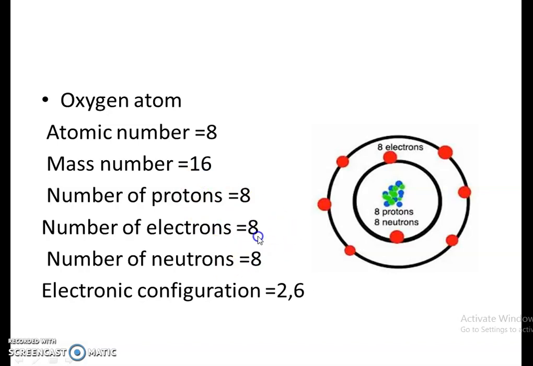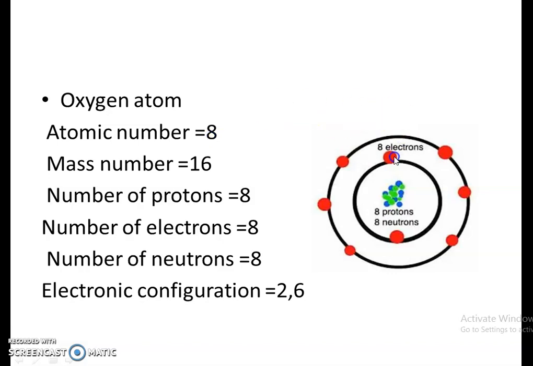So the first shell can occupy 2. We know that the K shell occupies 2 electrons, and the second shell can occupy 8 electrons, but what is the remaining number of electrons in the oxygen atom? That is 8. Sorry, that is 6.